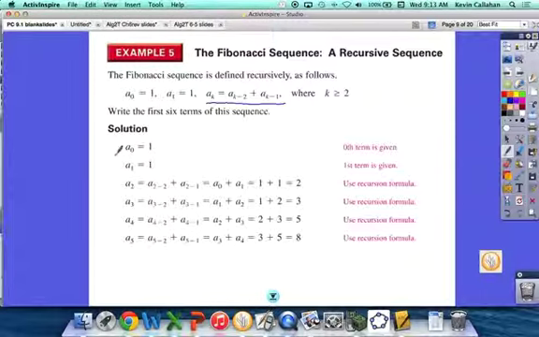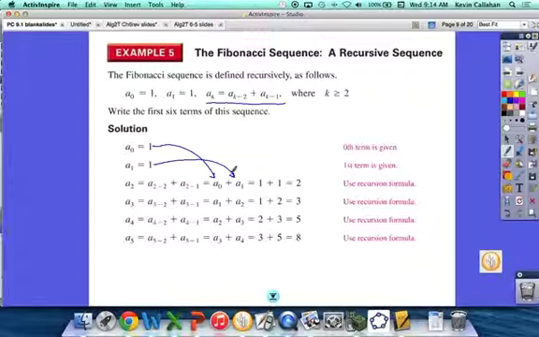Based on this formula, A2 should equal A0, that's the 2 before, and A1. Just take the 2 that go before. Well, what are the 2 that go before? Right here. So you plug in the A0 here, and the A1 here, and you add them up. That was 1 plus 1, that's 2.